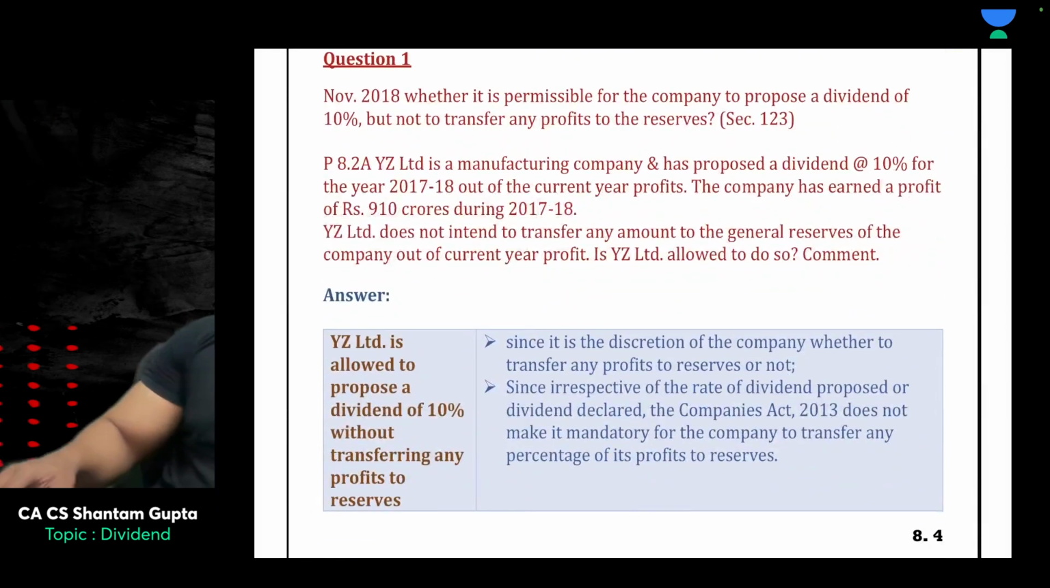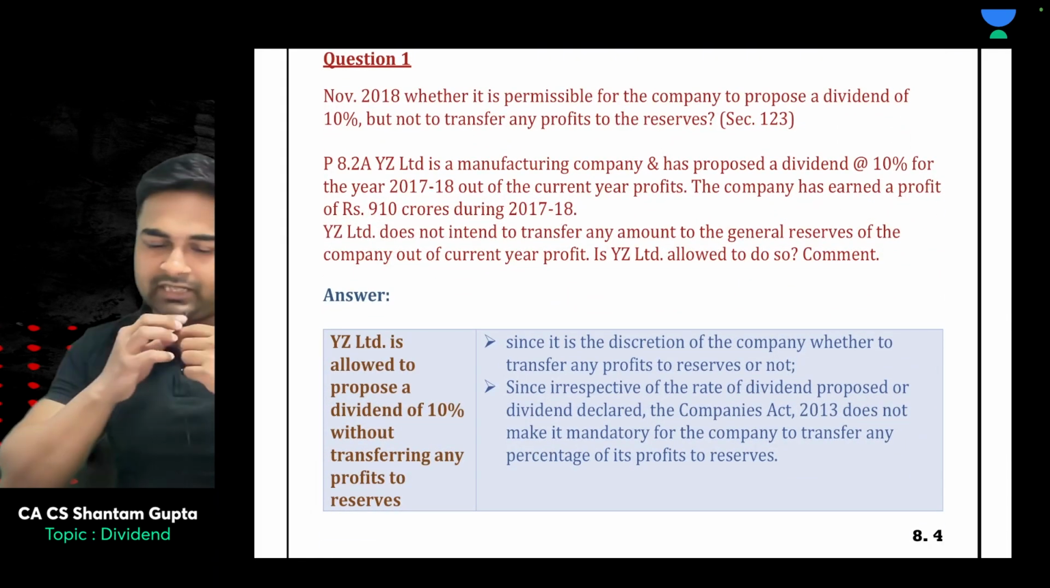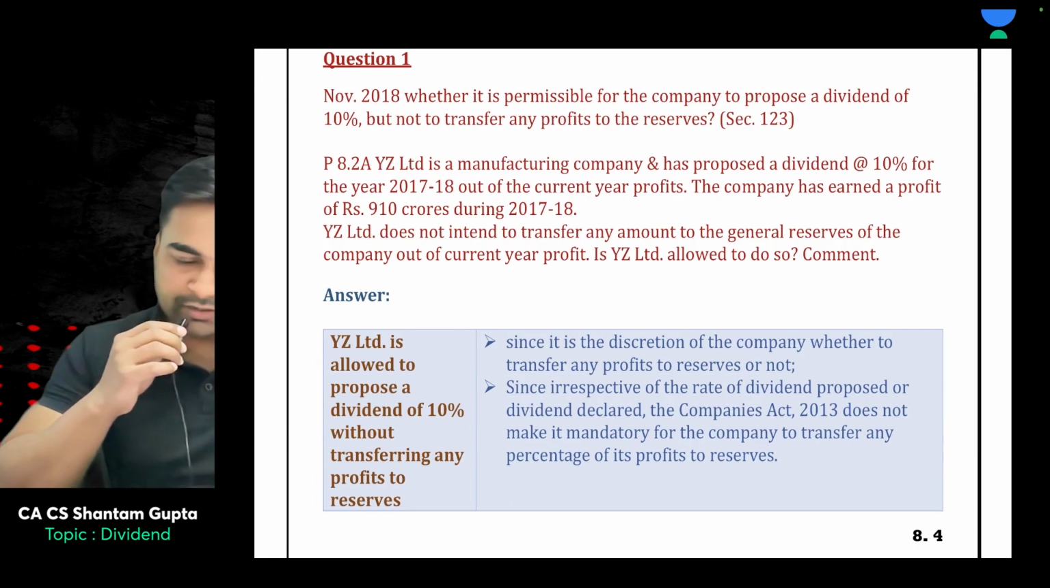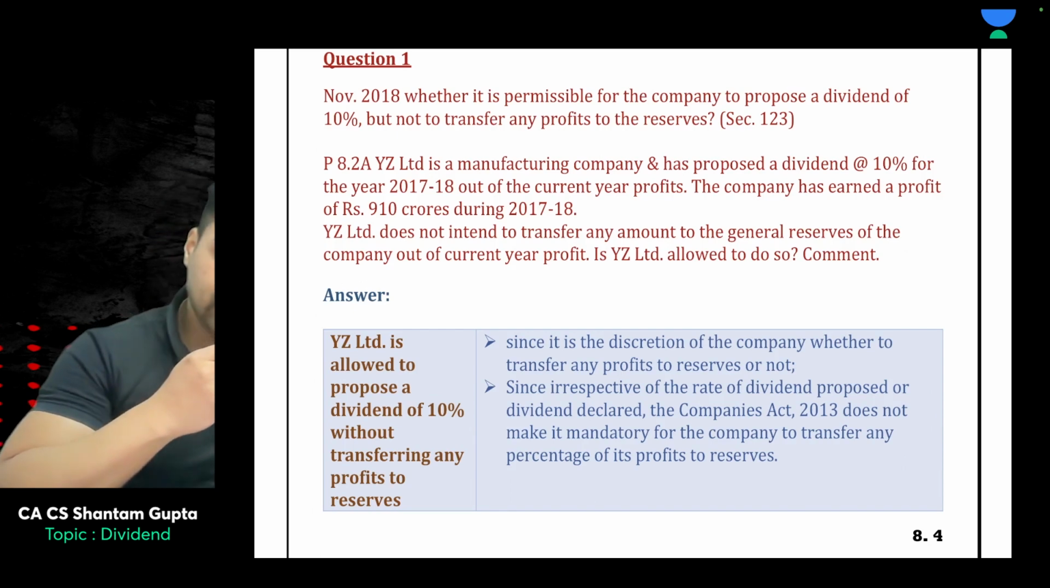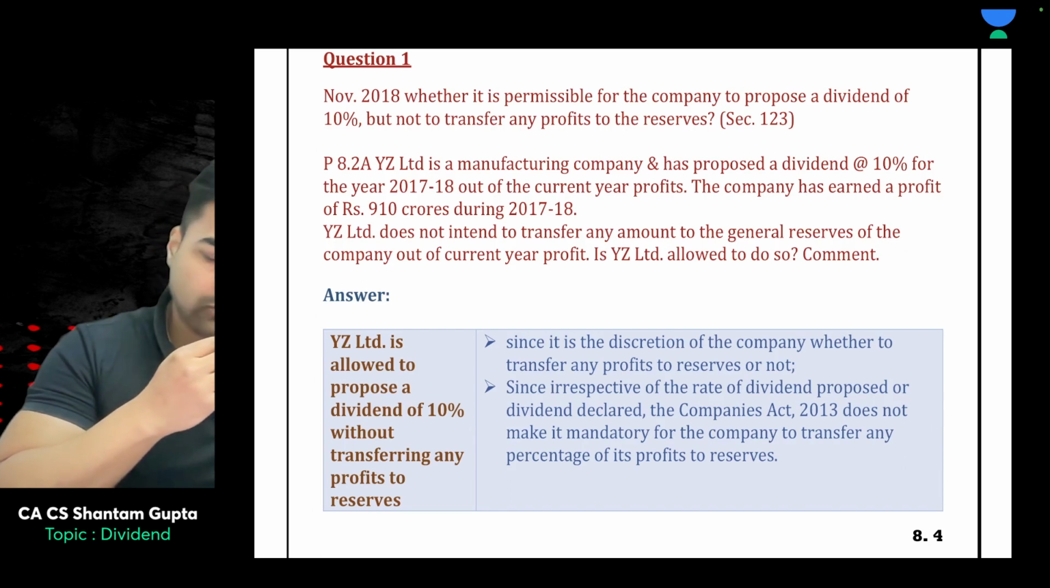XYZ Limited is a manufacturing company and has a proposed dividend of 10% for the year 17-18 out of the current year profit. The company has earned a profit of 910 during the current year and does not intend to transfer any amount to the general reserve out of the current year profit. Is it allowed to do so?